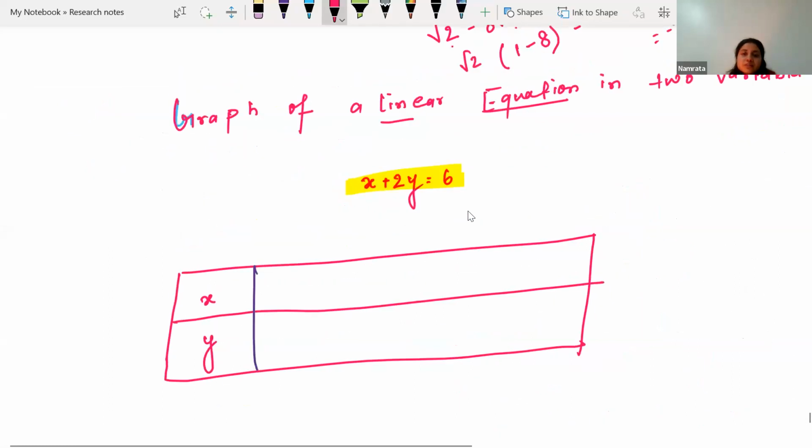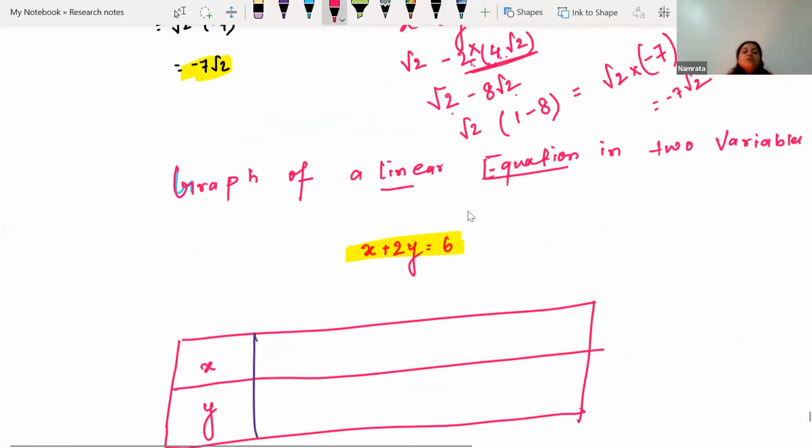So now we are discussing how to plot the graph of a linear equation in two variables. I was telling that this type of equation's name is linear equation. Why? Because once we plot the graph, you will be able to see that the graph will be a straight line. That's why this type of equation is called a linear equation. That is some extra knowledge. Now let's start with the process. How to plot the graph.